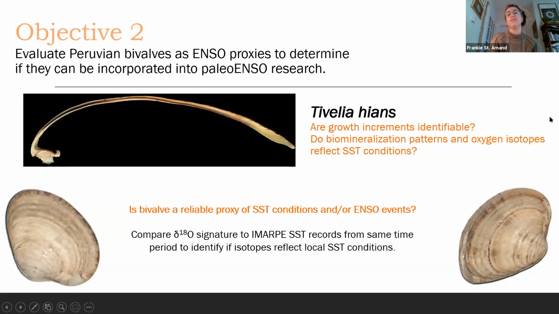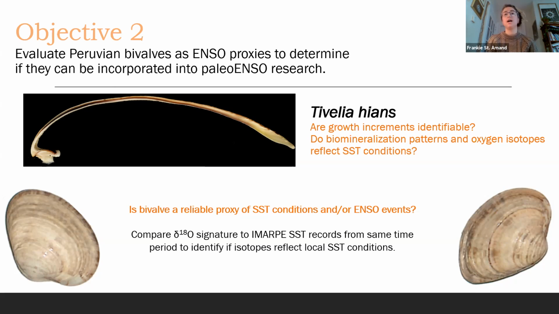I'll just touch on one of these bivalves, Tivela hyans. When I started, I wanted to know: are their growth increments even identifiable? And I was excited to find that yes, they are. I could identify not only monthly, but bi-monthly and even more frequent growth increments in these shells.